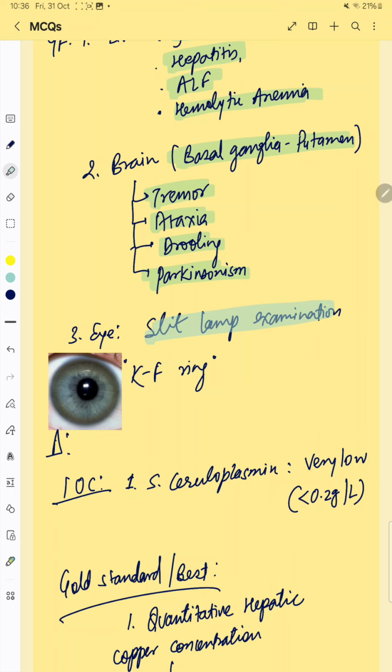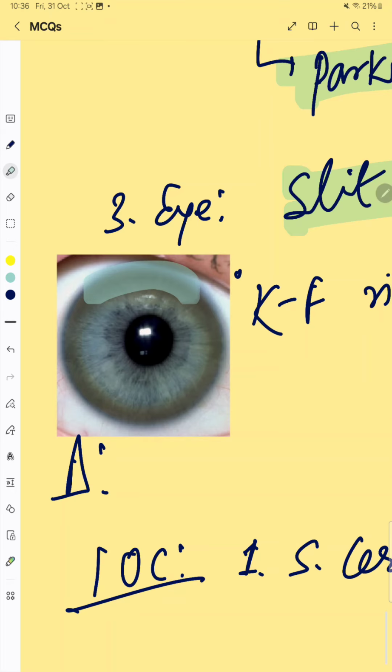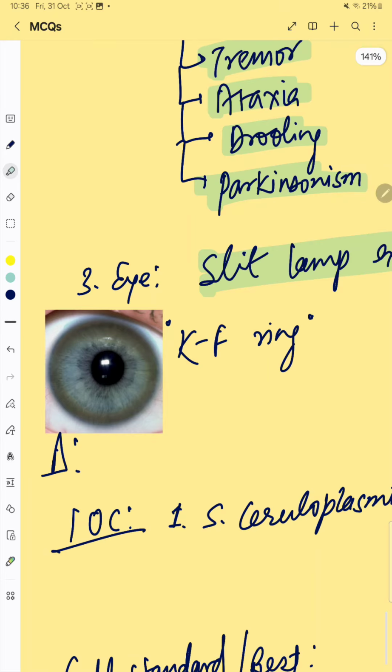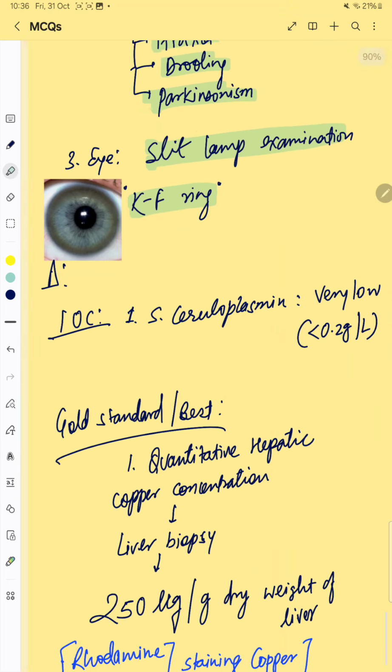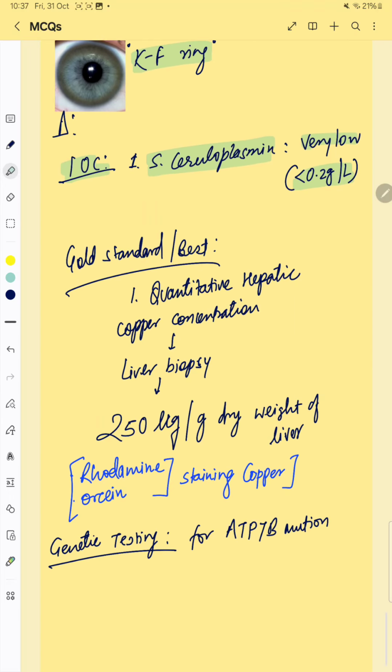On slit lamp examination of the eye, a classical finding of a golden brown or greenish brown ring around the iris, known as the KF ring or Kayser-Fleischer ring, is also seen. On diagnosis, serum ceruloplasmin is the investigation of choice. The level of serum ceruloplasmin is very low in Wilson disease, less than 0.2 gram per liter.